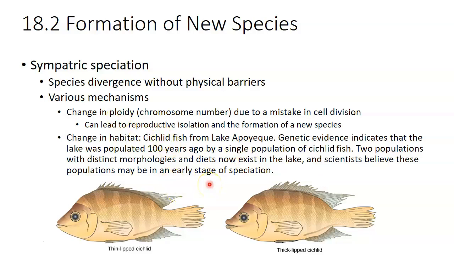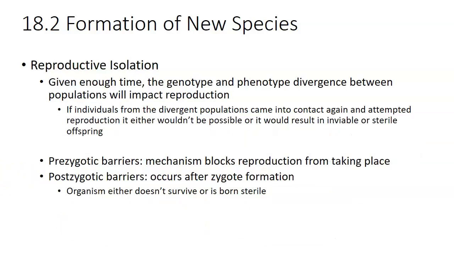So again, there was no physical barrier put up. They're still living in the same lake, but for whatever reason, there was some genetic difference, and that led to two different distinct morphologies. Okay, so in any case, whether it's allopatric speciation or sympatric speciation, what happens is reproductive isolation. If you have two species, whether they're physically separated or not, if they don't mate with each other for enough time, then they can end up being two different species. Their genotypes and their phenotypes will diverge along different lines, and they will not be able to reproduce with each other if they had the opportunity to do that. Okay, if they came in contact with each other.